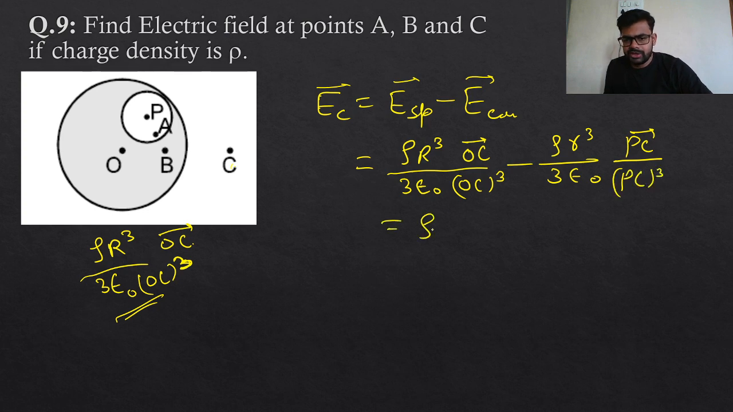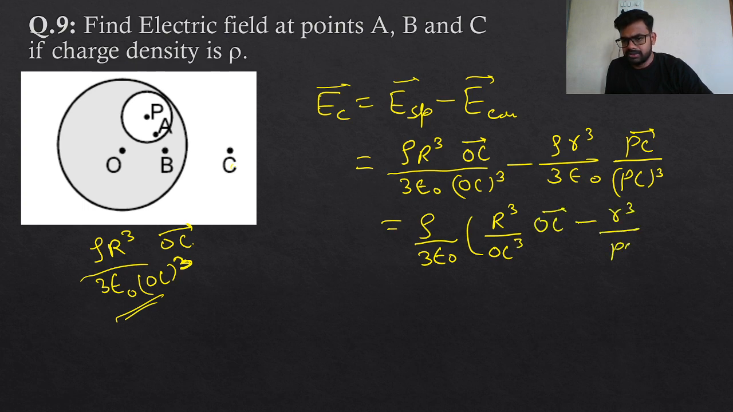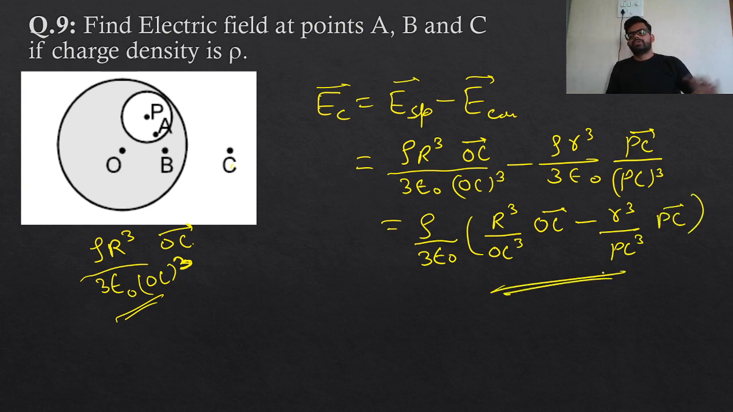So the final answer is rho upon 3 epsilon naught times r cube upon OC cube OC vector minus small r cube upon PC cube PC vector. That's all. This is the answer. So this is the final answer for this question. It is not difficult. You just need to remember the formula. This is the answer. You can do it.